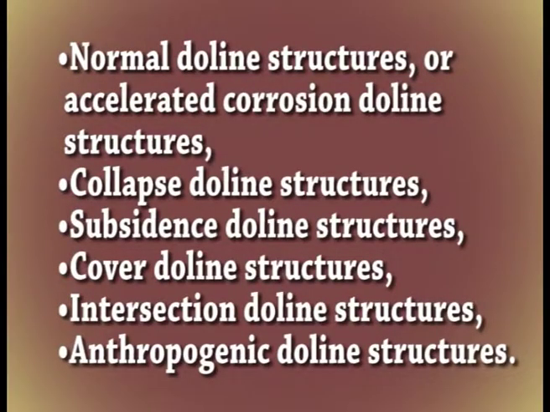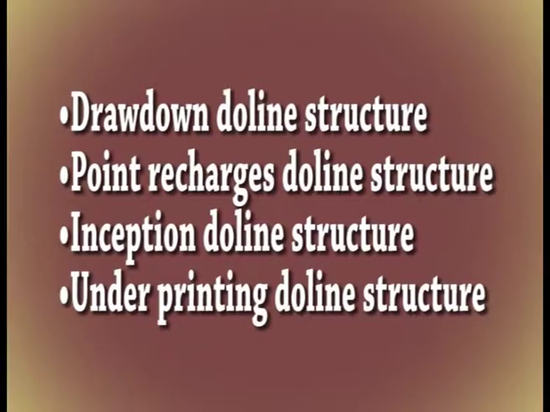Form and size are not significant to characterize the karst depressions and to distinguish them from other closed depressions in different geomorphological environments, but genesis allows the distinction between the main categories of doline structures. It covers, number one, normal doline structures or accelerated corrosion doline structures. Next are collapsed doline structures, then subsidence doline structures, followed by cover doline structures, intersection doline structures, anthropogenic doline structures, etc. Under normal solution, doline structures are distinguished on the following basis: drawdown doline structures, point recharge doline structures, inception doline structures, underprinting doline structures.